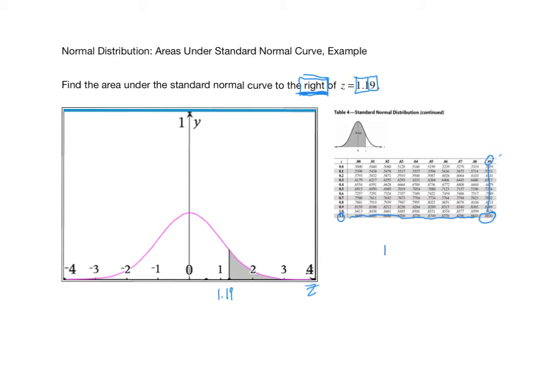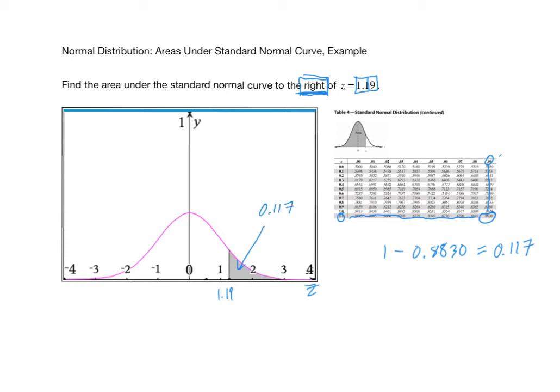So our answer is 1 minus 0.8830. And when you subtract these, we get 0.117. So this area under the curve right here is 0.117.